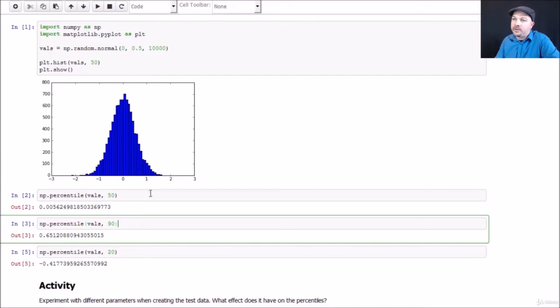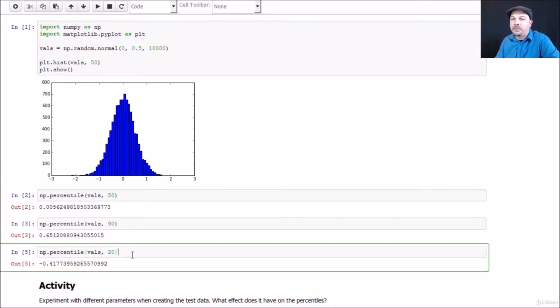And the 20th percentile value, that would give me the point at which 20% of the values are less than that number that I come up with. So the 20th percentile point works out to be negative 0.4, roughly. And again, I believe that. So it's saying that 20% of the data lies to the left of negative 0.4, and conversely, 80% is greater.